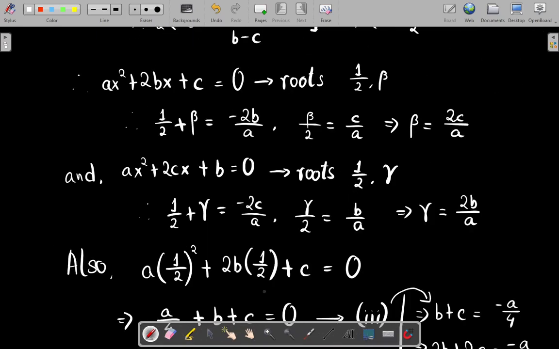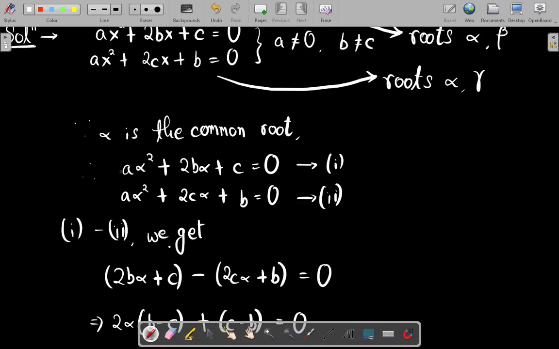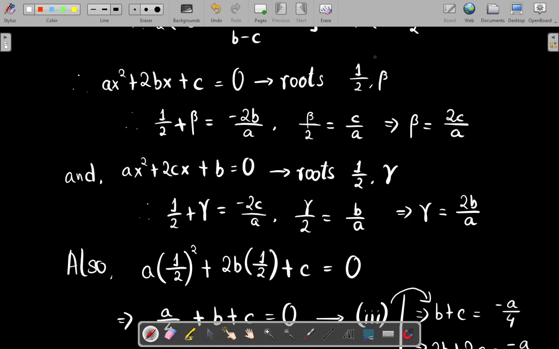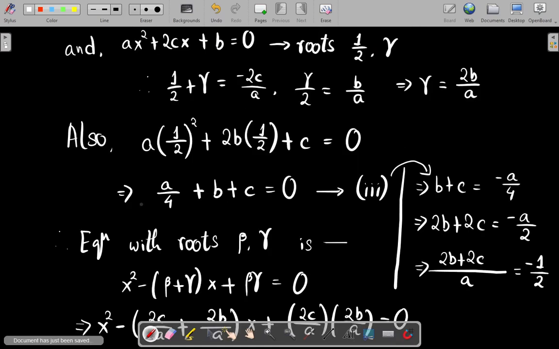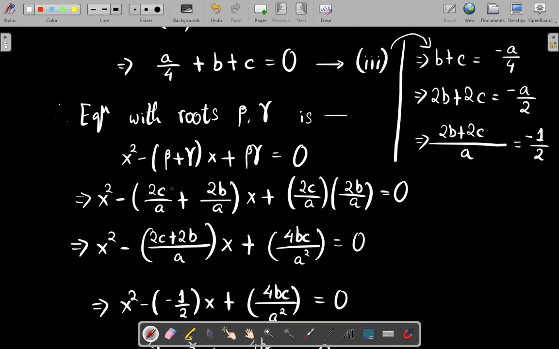You have to use a few slight tricks, that is you have to find this condition a upon 4, and once you find this condition after getting the common root, it is very easy.